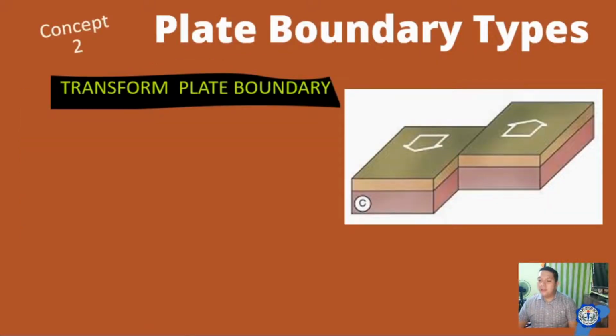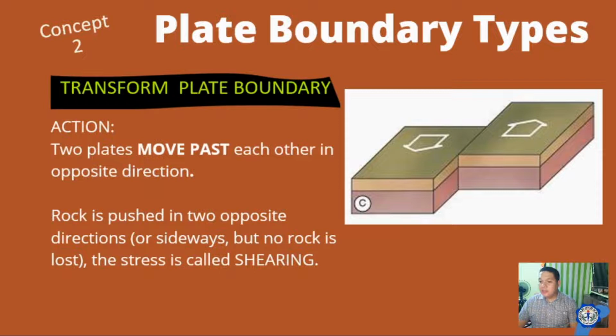So let us now move on to the third type of plate boundary. So we have the transform plate boundary. As you can see in the picture, in transform plate boundary, the two plates move past each other in opposite direction. In this type of plate boundary, rock is pushed in two opposite directions or sideways, but no rock is lost, and we call the stress as shearing.